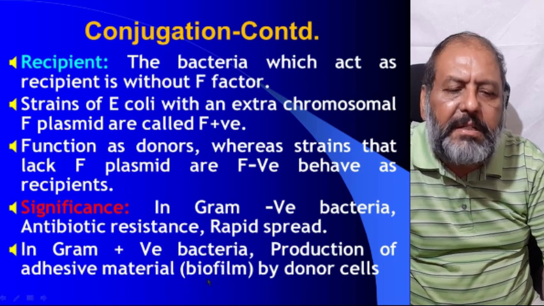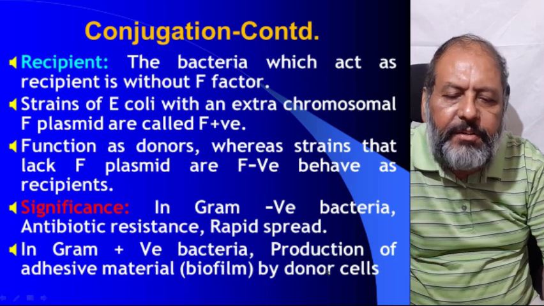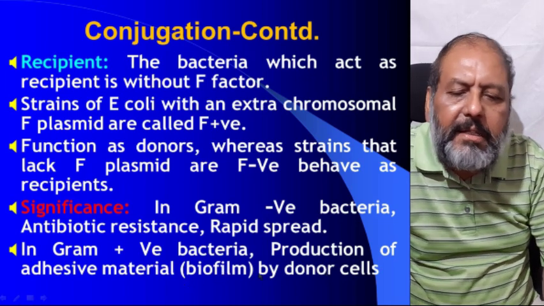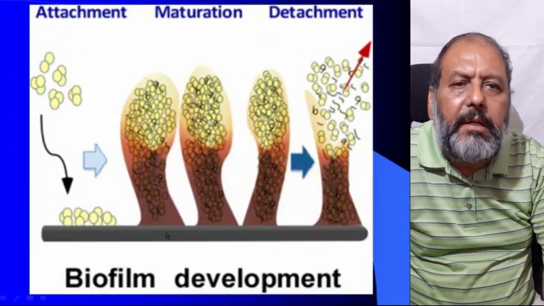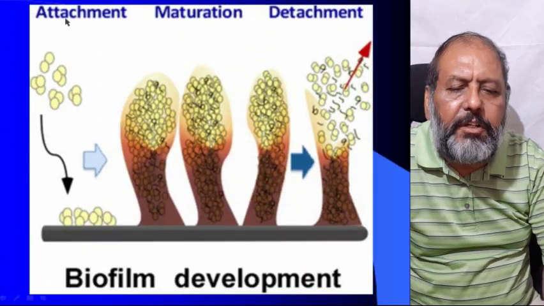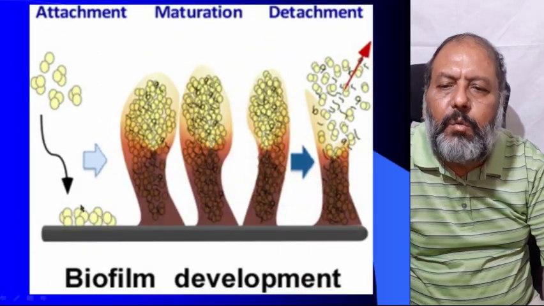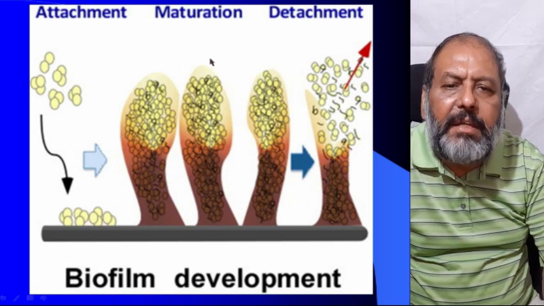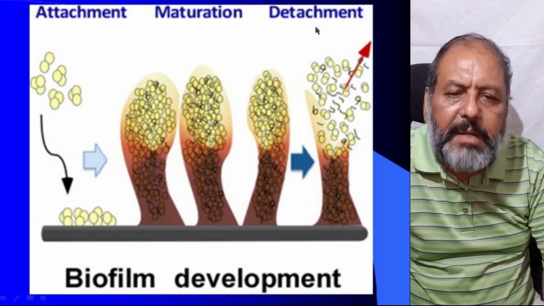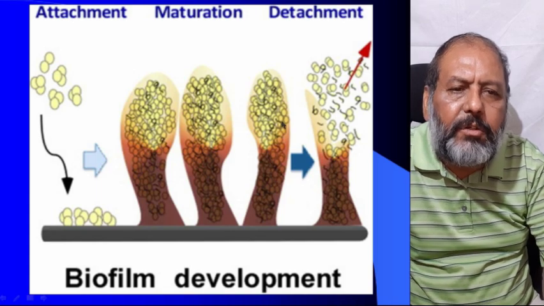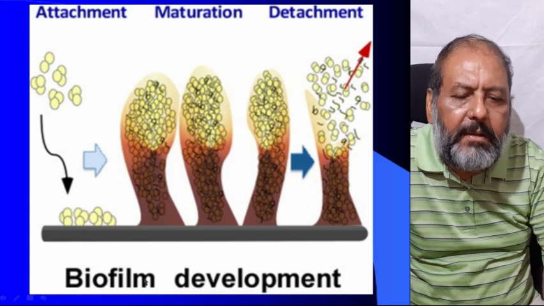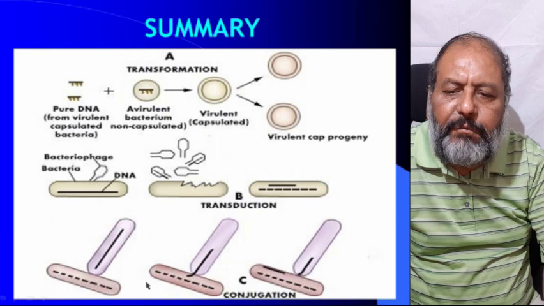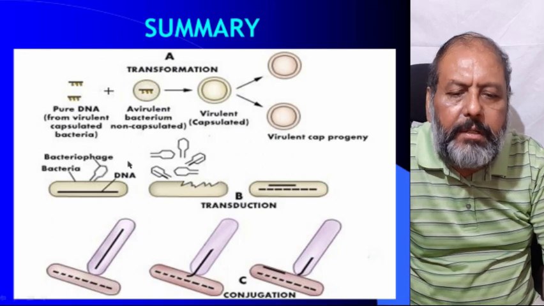In gram-positive bacteria, production of the adhesive material, biofilm, by the donor cell is also transferred through conjugation to the other cell. Here one can see bacteria attach and go through maturation, and after maturation they attach again to make the biofilm again, the new one there.